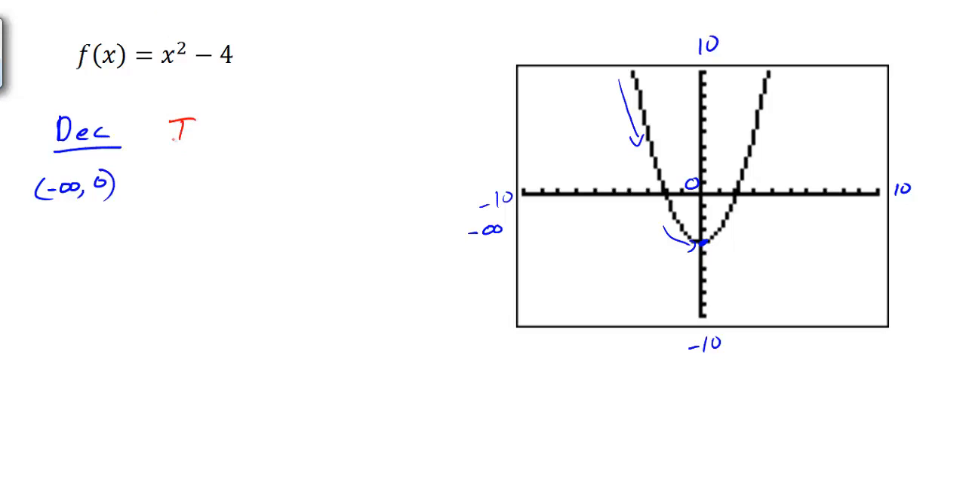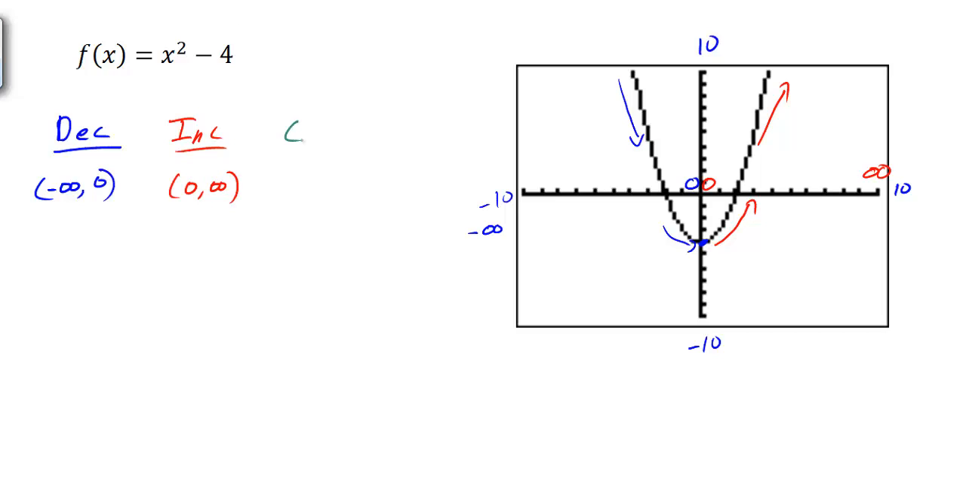And then our graph is going to increase. From this point on, it's going to start increasing. Well, that's starting here at 0, and then it's going to always increase to positive infinity. So the interval that it's increasing then would be 0 to infinity.